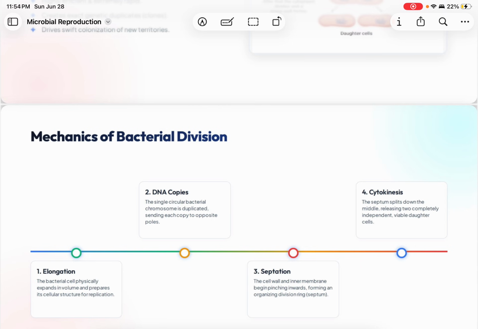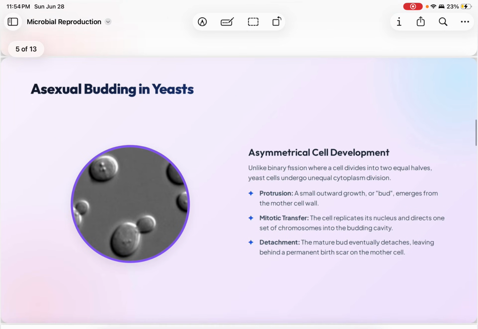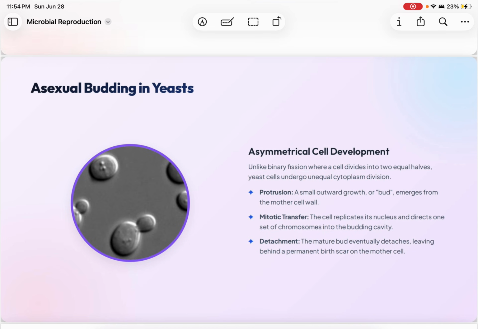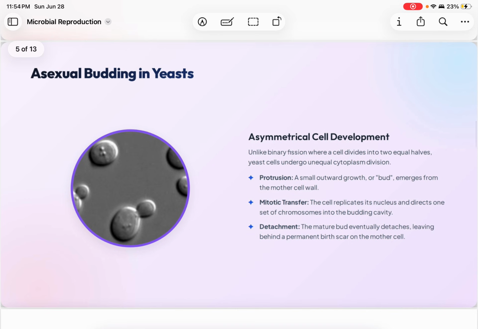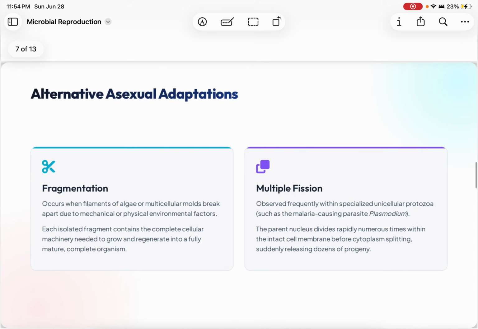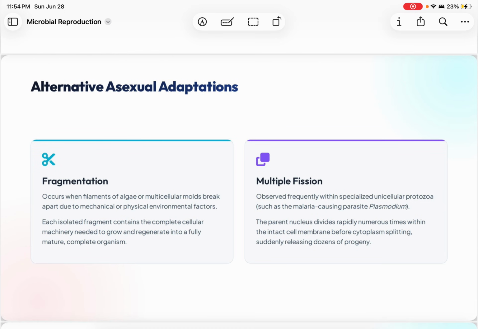Fragmentation is another type of asexual process. In this process, the parent organism breaks into small pieces, and the pieces grow into completely new organisms. This is common in some fungi and algae. Some protozoans reproduce by multiple fission instead. This is the essential budding for yeast, and then we have the alternatives, which we already talked about.